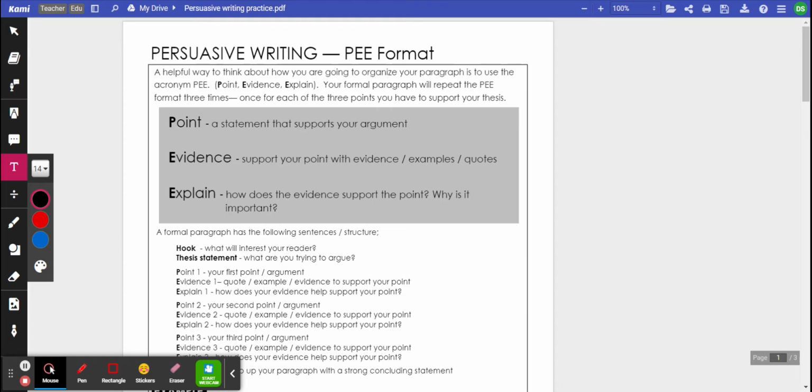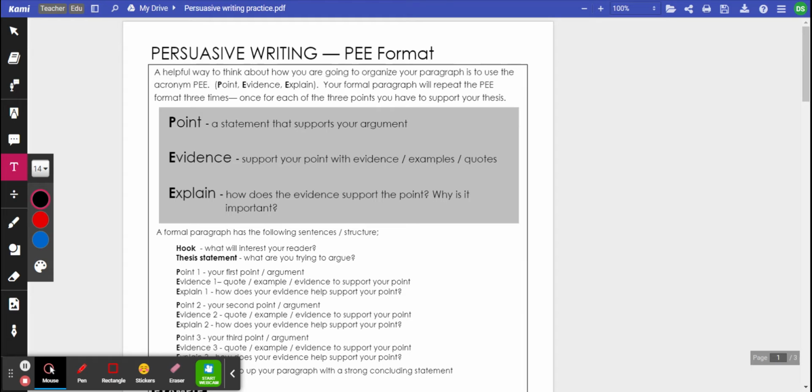The way that we're going to use the acronym P is to have our paragraphs formatted, having a point, then providing evidence, and then explaining it. Okay, so we're going to be repeating P 3 times today to practice how this works. Each of your points has to support your thesis. So let's look at what P stands for.